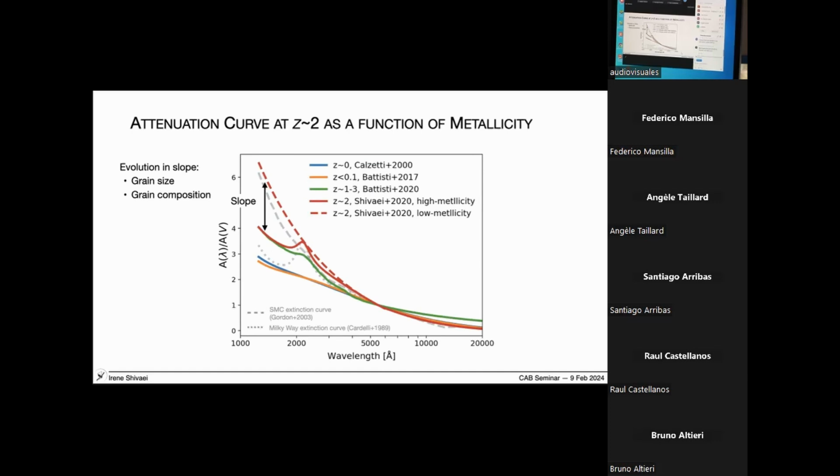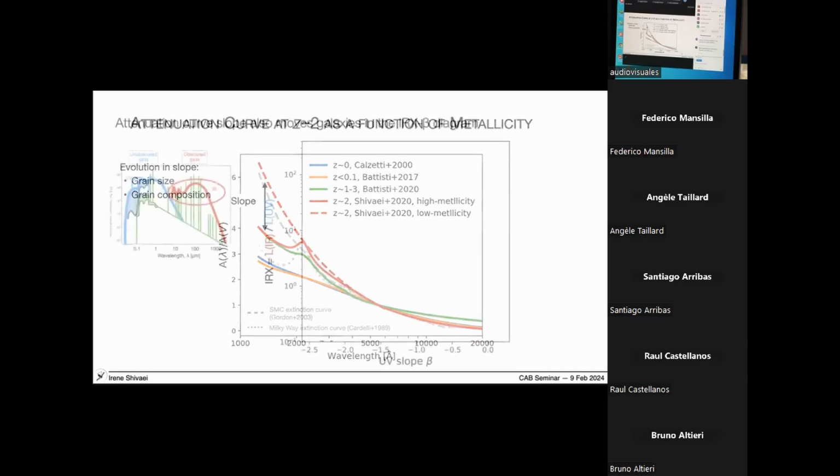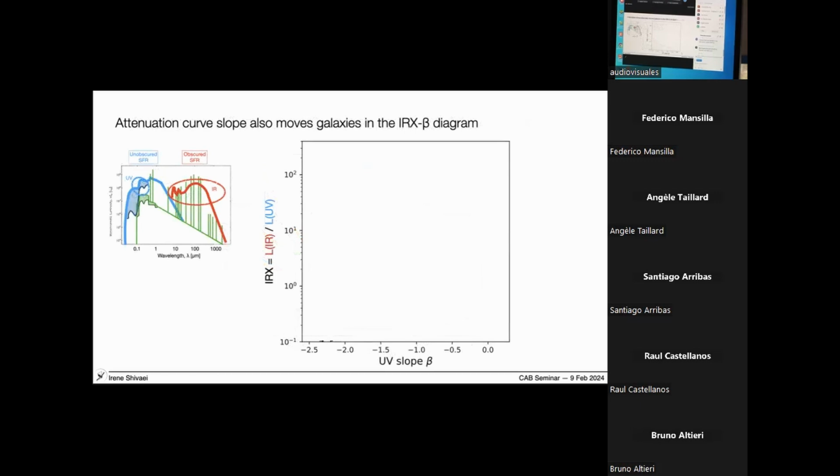Now, this change that we saw with metallicity in the attenuation curve also has important implications for another diagnostic diagram commonly used by high redshift astronomers. The diagram is called IRX beta. It's showing the ratio of IR to UV luminosity, so it's basically dust attenuation. You have the dust absorbed emission relative to the unattenuated emission as a function of UV continuum slope. Both of these quantities correlate with the amount of attenuation. As you go to higher attenuation, both your UV continuum slope and IR over UV ratio increase.